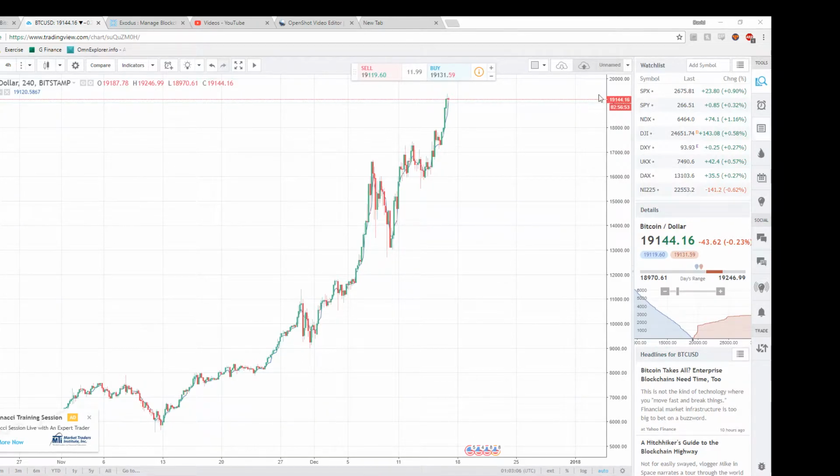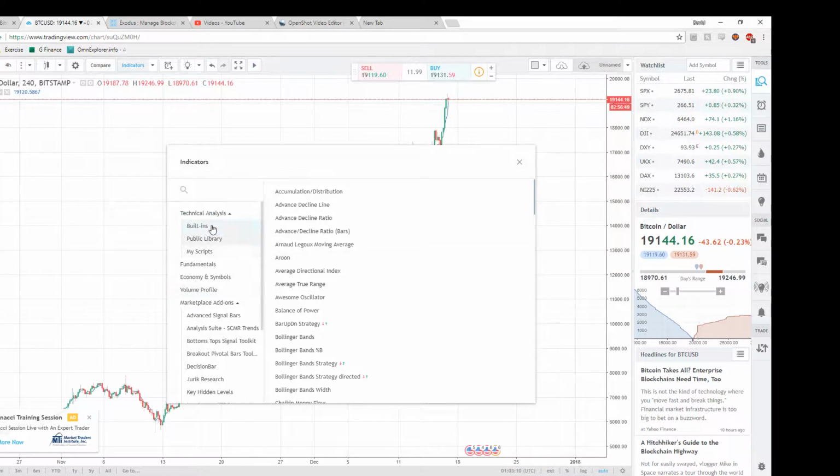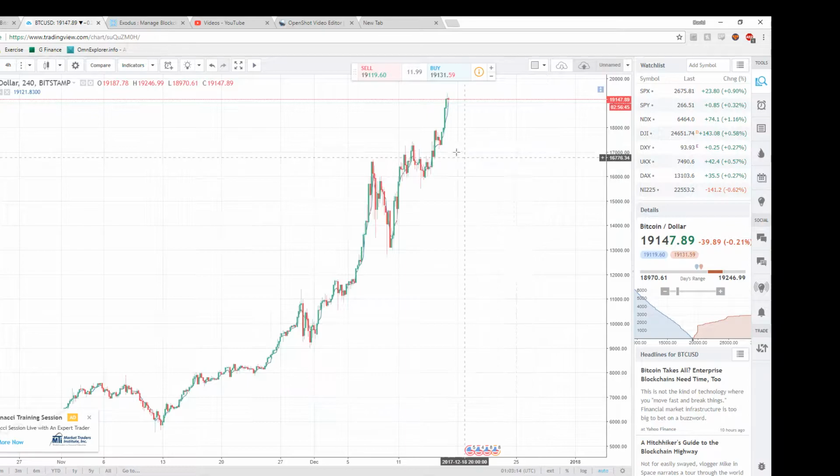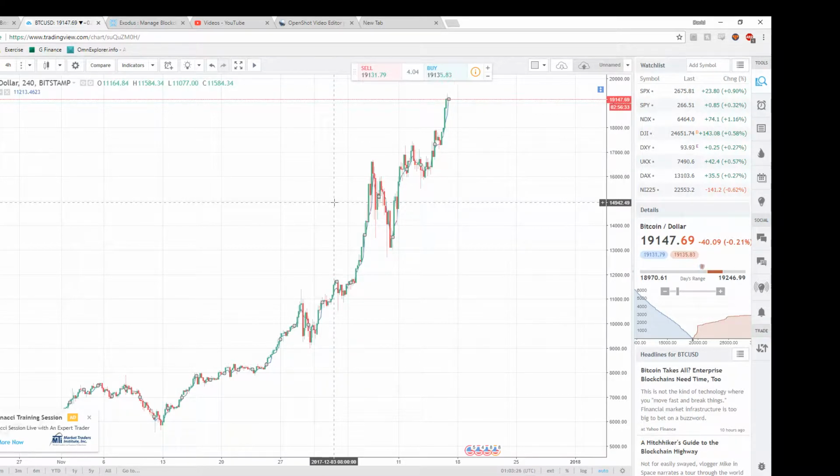The VWAP indicator can be found on TradingView under Indicators, Built-ins, and down here at VWAP. It'll show up as this blue line, and the VWAP is an important indicator in determining the short-term average price where most of the money was exchanged. VWAP stands for volume weighted average price.